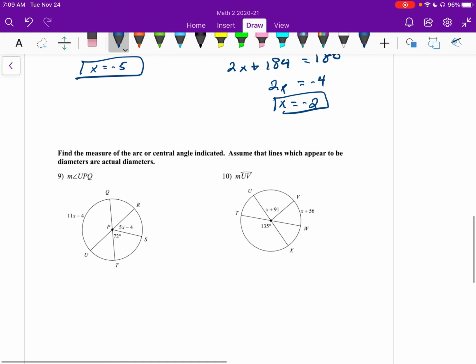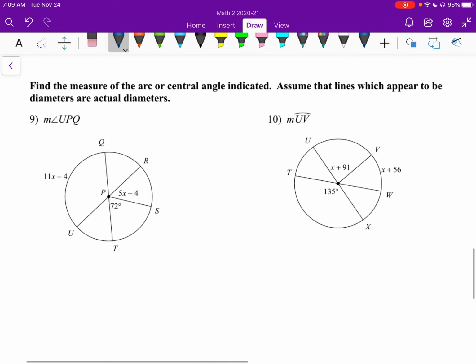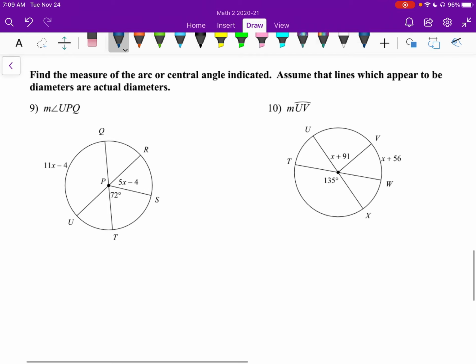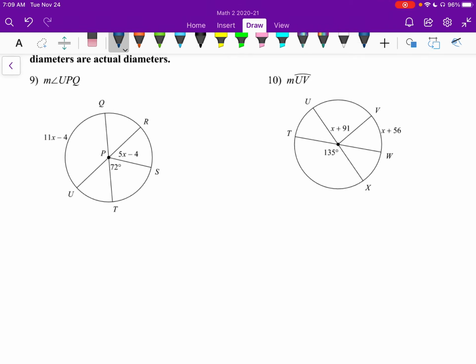All right, number 9. Find the measure of the arc or central angle indicated. Assume that lines which appear to be diameters are actual diameters. So here, this is kind of what I was talking about earlier. We have our x's in there, but we don't find the x, we find the angle. So really, it's kind of like a two-part. We're going to have to find our x, and then we're going to have to plug in. So where is UPQ? UPQ is this here. So whenever we're done, we're going to have to plug into that thing there.